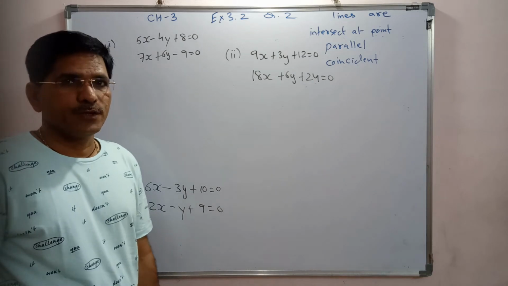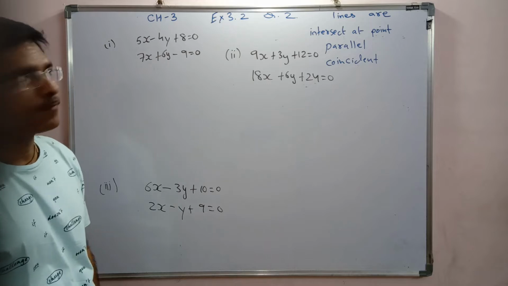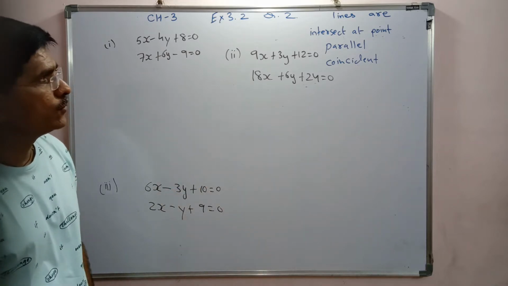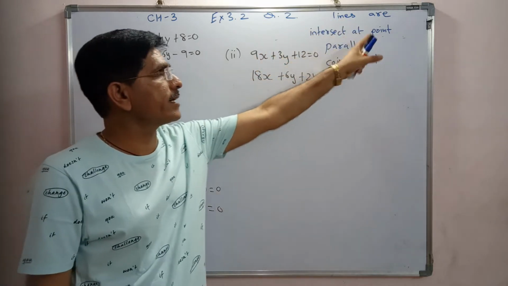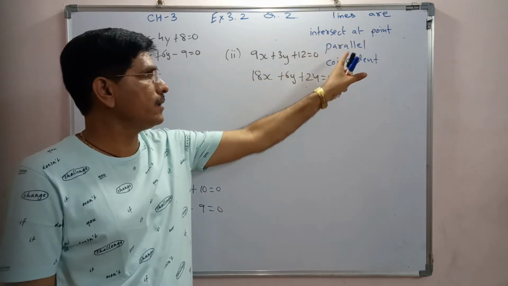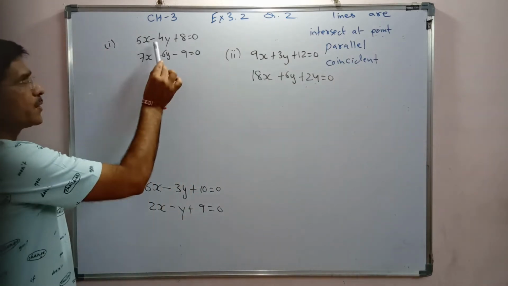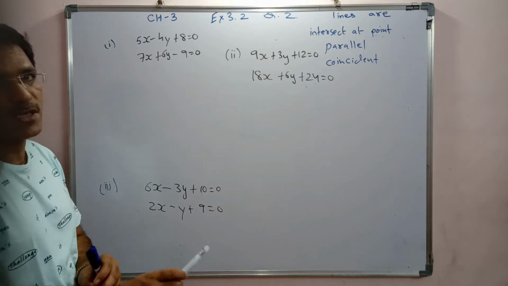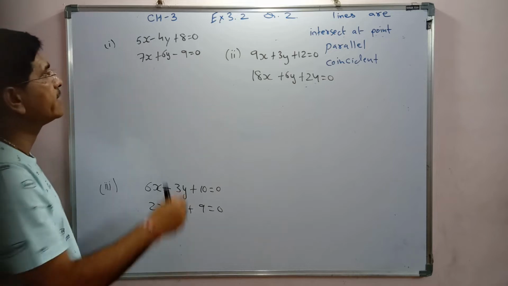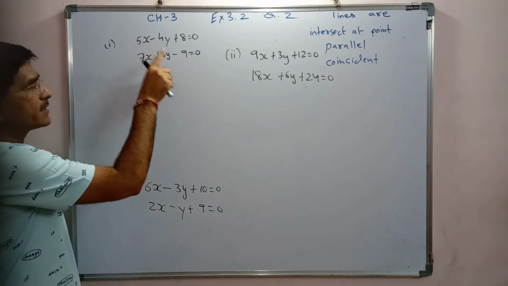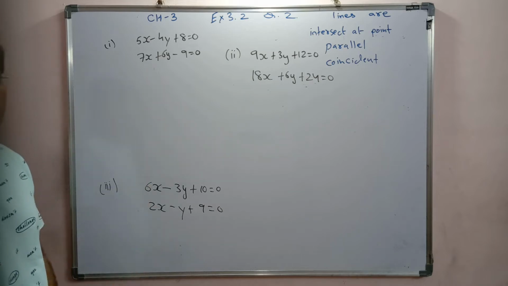Today I want to explain exercise 3.2, question number 2. In this we have to say whether the lines intersect at a point, are parallel, or are coincident. When two equations are given, as we saw in yesterday's video, that is 5x minus 4y plus 8 equals 0 and 7x plus 6y minus 9 equals 0.